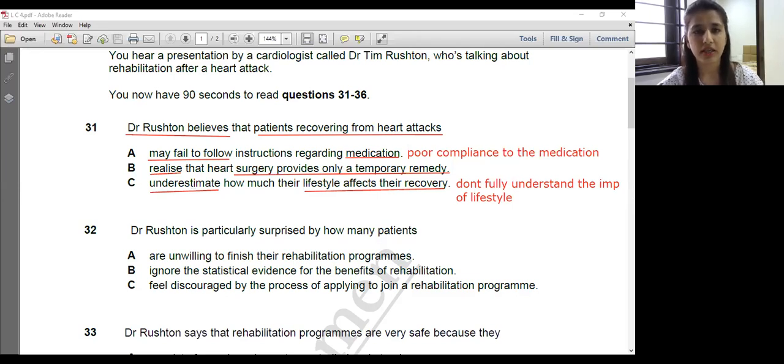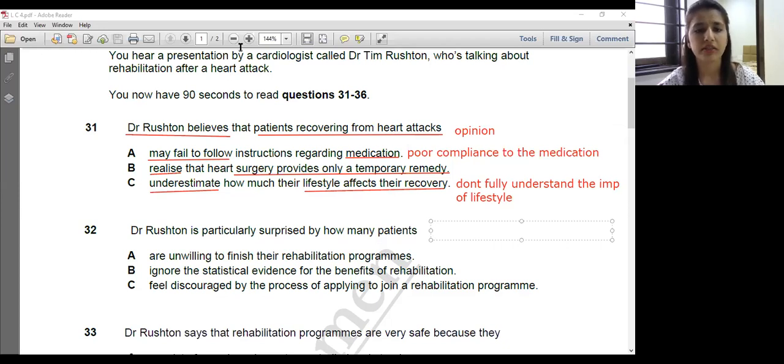Similarly, as you can appreciate, this is an opinion question, because you have to identify Dr. Ruston's opinion regarding these patients. Or you can also consider this as an attitude question. What is the attitude prevalent among patients recovering from a heart attack? What is their general attitude? Do they all realize that this is a temporary remedy? Do they all fail to take medications, or do they all not realize the importance of lifestyle?